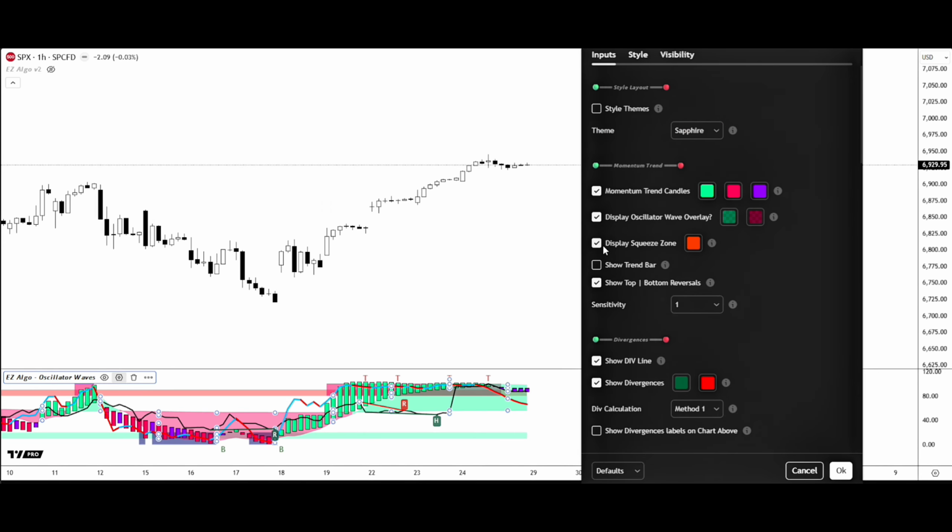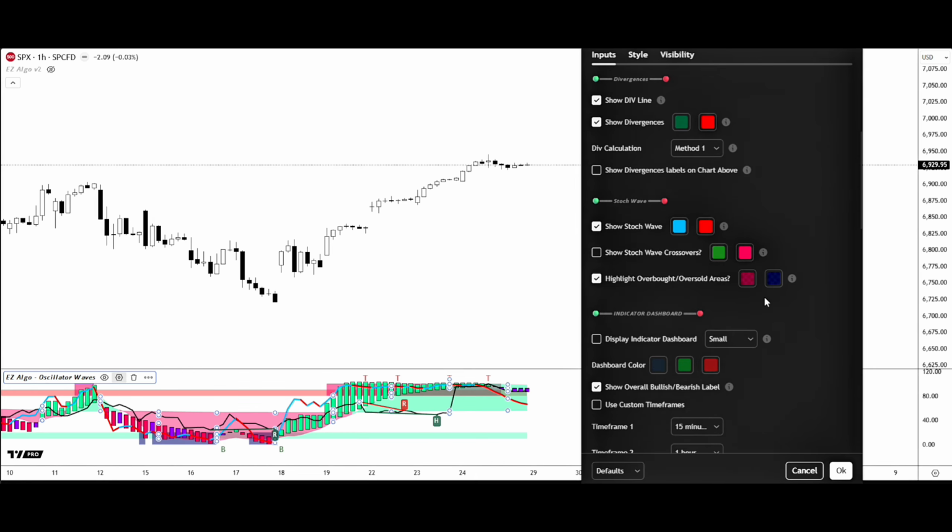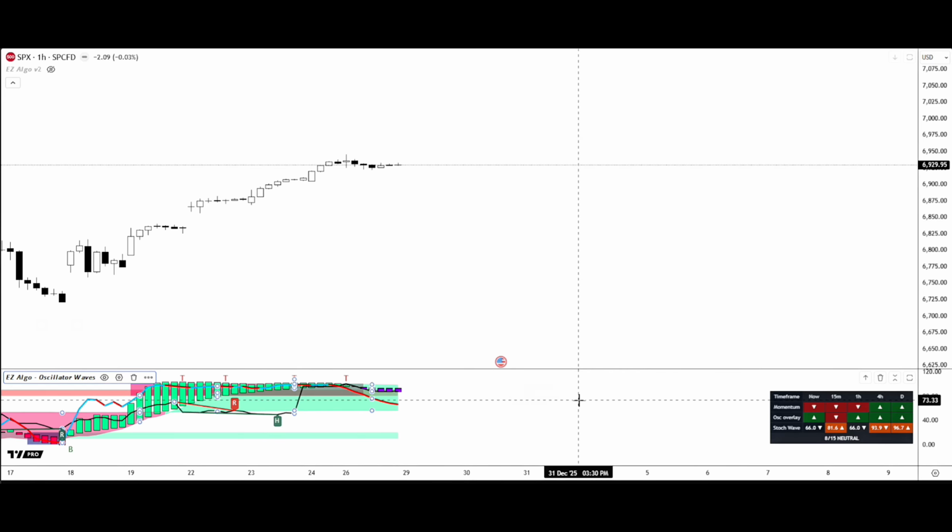And as well, if we want to display the squeeze zone and the trend bar, we can do that. Now, let's say you want to look at the indicators and the oscillator waves on multiple time frames and see if the overall market structure is bullish or bearish, we can turn on our indicator dashboard, and that's going to do a few different things for us.